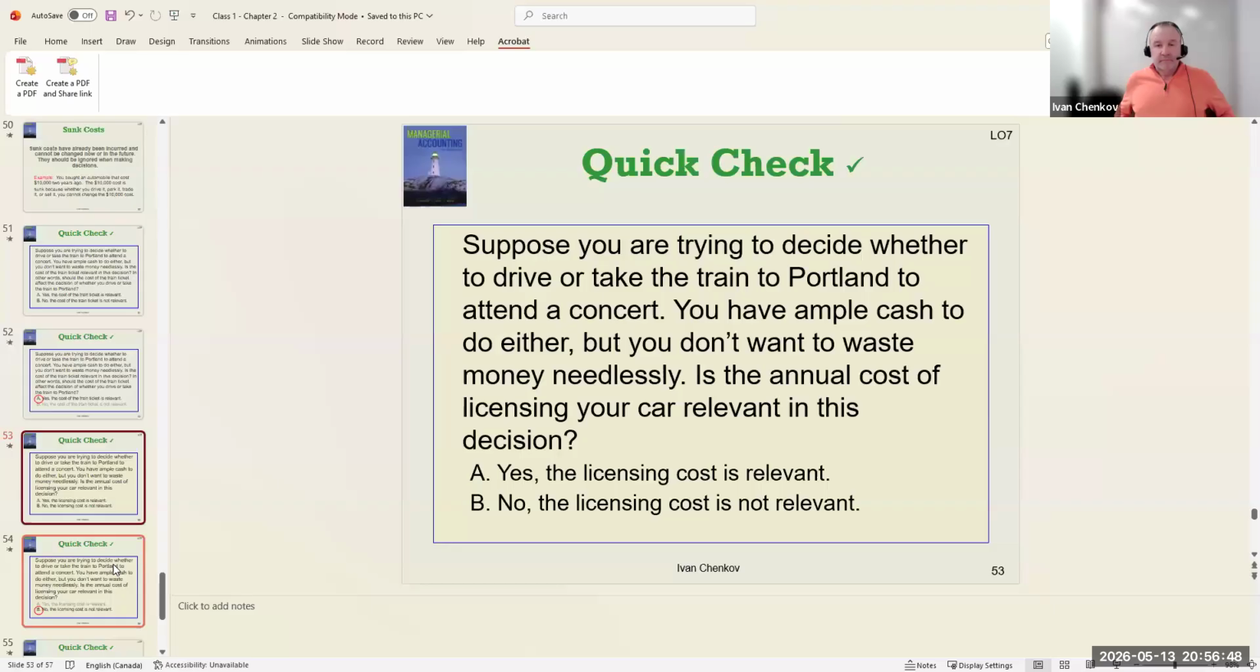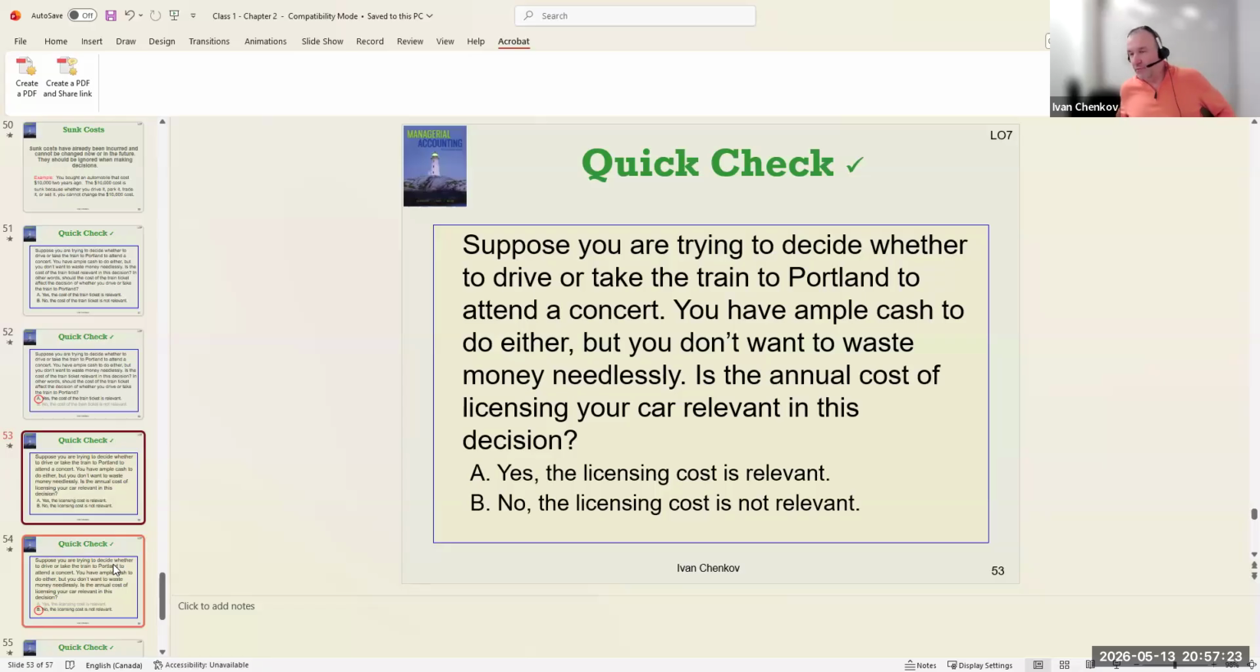Same idea. You want to go to Portland to attend this concert. You're thinking, should I drive or should I take a train? Cash is not your problem. You have enough cash. The question now is, is the annual cost that you already paid for licensing your car relevant for your decision? No, it's not.